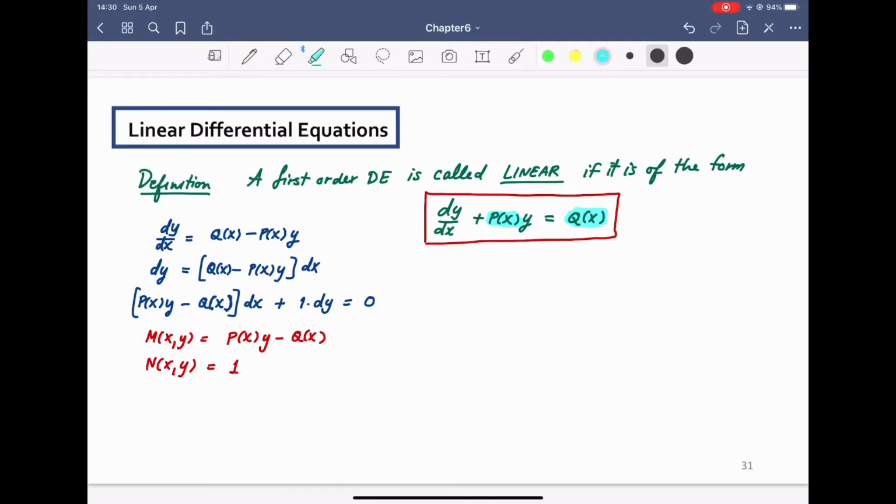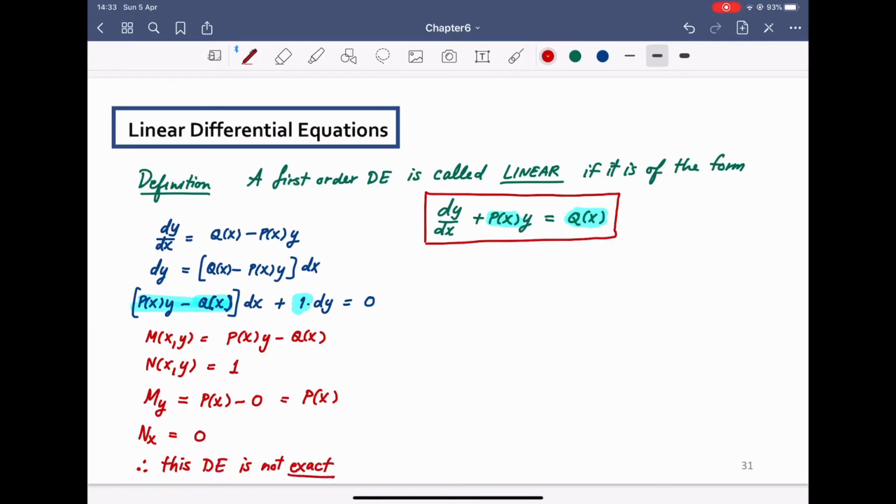So the idea is I'm going to check if this differential equation is exact. I compute the partial derivative of M with respect to y. Because p and q are functions of x, differentiating p(x)y gives p(x), and differentiating q(x) gives 0. So M_y is just p(x). Then I differentiate N with respect to x, which is completely 0 because 1 is just a constant. So now this differential equation is not exact, because M_y is not equal to N_x.